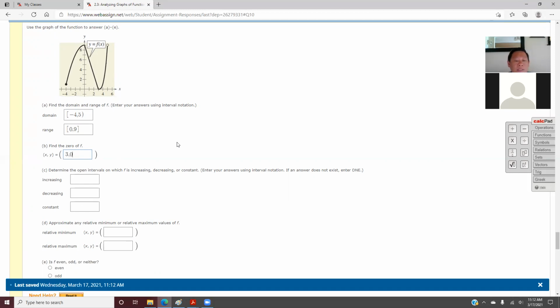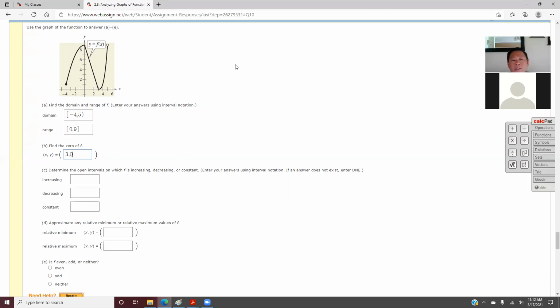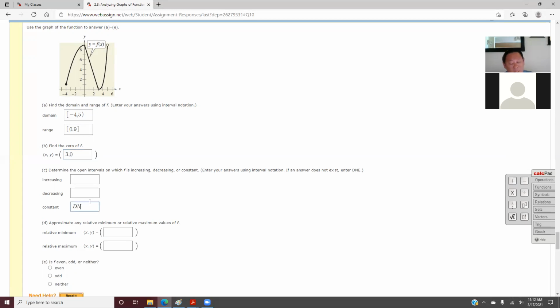Increasing, decreasing, and constant. Increasing means the graph goes up, decreasing means the graph goes down, and constant means the graph goes flat. If you look at this graph, first it is increasing, reading left to right, going up. Then it decreases, and after that it increases again. So there is no constant here.